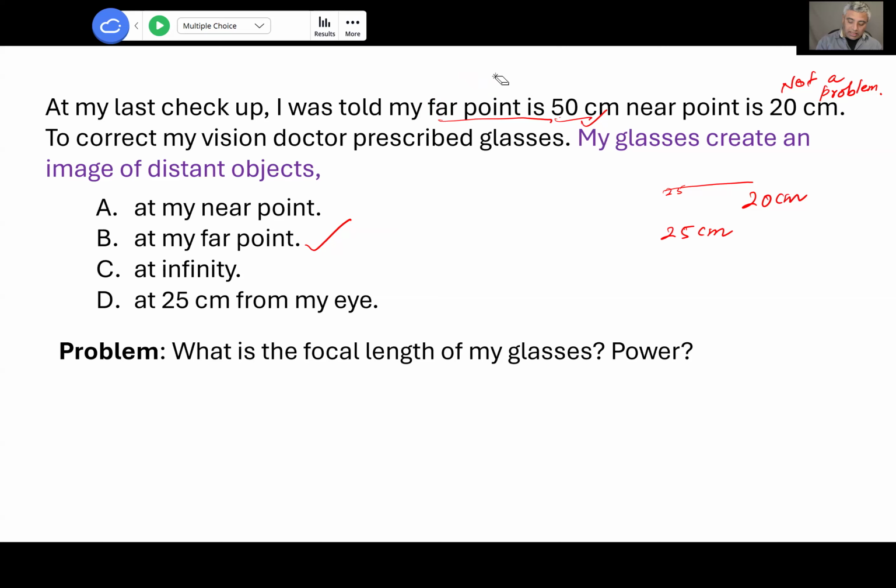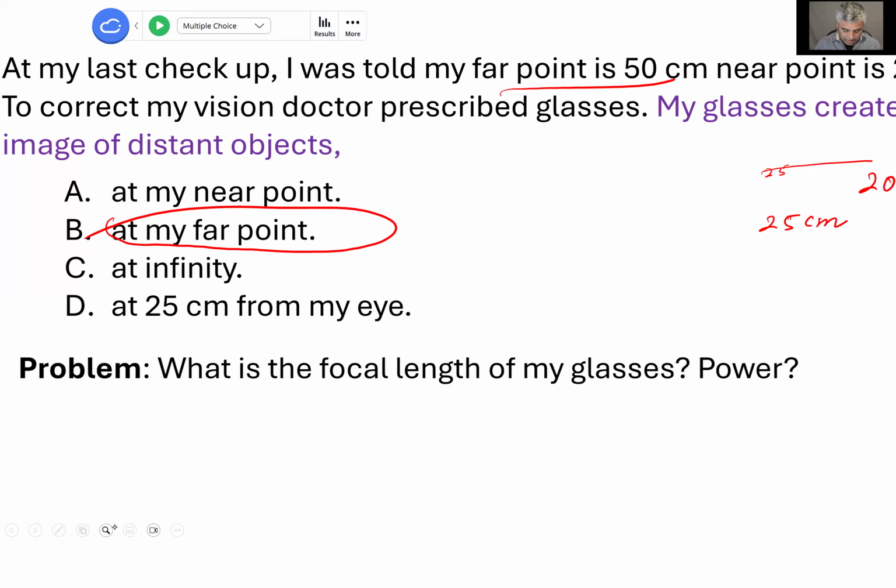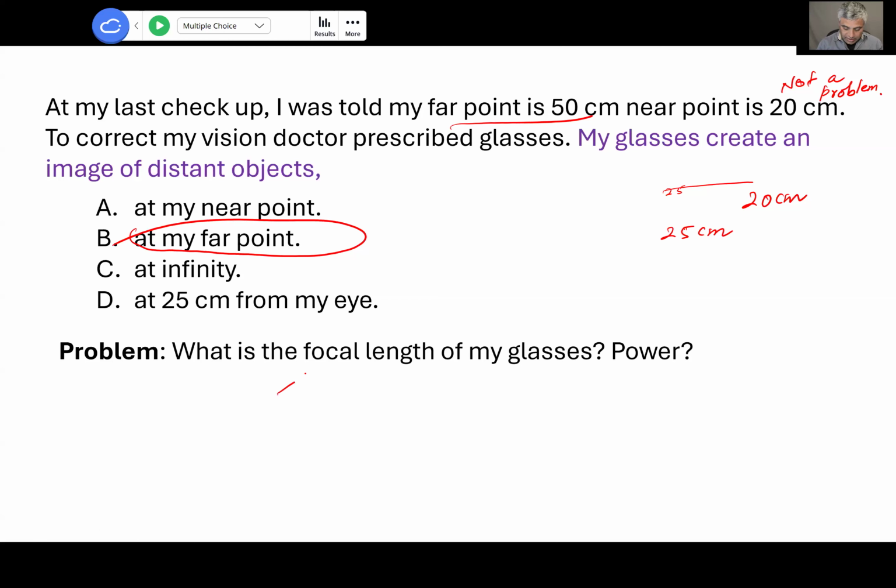Now, let's say I want to correct that vision. Once I have this information, I can calculate the focal length and power. So now P, we want to see the object sitting at infinity, okay? We want to correct the PowerPoint, and now the image has to be at that point, so negative 50 centimeters. And now the question is, what is the focal length of the lens?